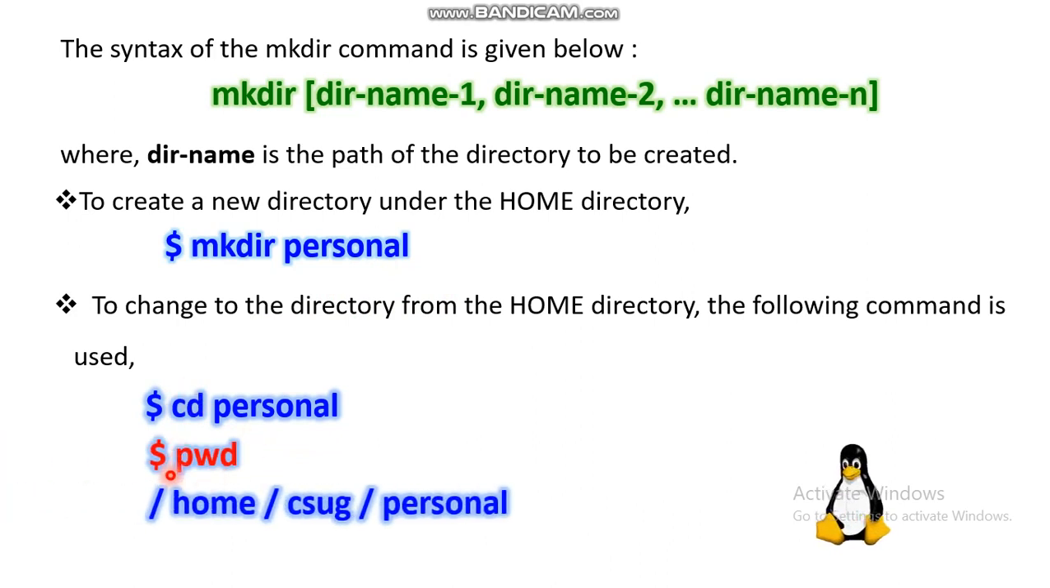Now you can check the current path by giving the pwd command. The output is /home/csug/personal. Now the current working directory is personal.